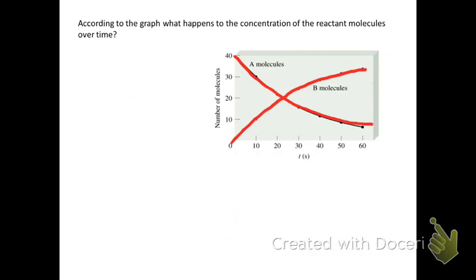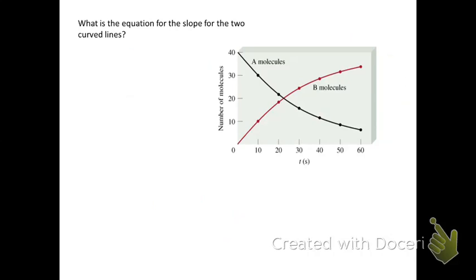Now, if we go to our next question here, what is the equation for the slope of the two curved lines? Well, first of all, we have to ask ourselves, what does the slope of these two lines really represent? The slope of these two lines should be equal to the rate of the reaction. Alright, the slope should be the rate.